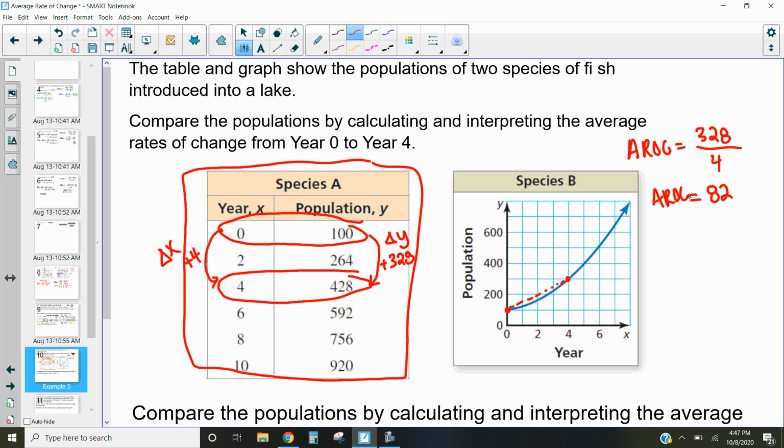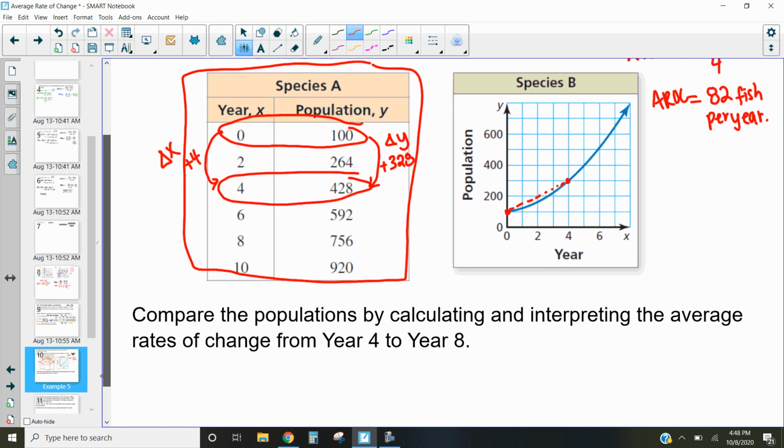So what really is happening is our population is increasing. That population of those species of fish increases 82 fish per year. Or 82 fish per year. So our average rate of change is 82 fish per year. That's kind of awesome, right? Increasing.